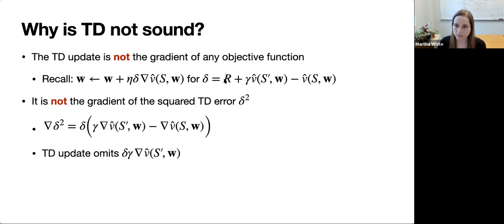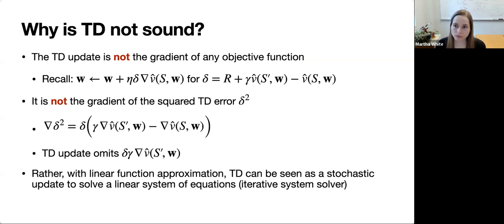and then we'd have the gradient of this inner term here. The reward is not dependent on the weights, but these 2 terms are. So we'd have a gradient of this term minus a gradient of this term. Okay, now TD is not using a delta times this term here. It just omits that term completely. So it's definitely not the gradient of this squared TD error.